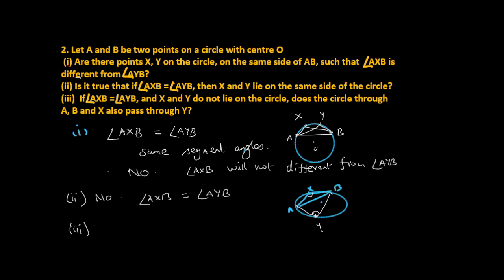Third subdivision: if AXB is equal to AYB and X and Y do not lie on the circle, does the circle through A, B, X all pass through Y? Yes. When the circle passes through A, B, X, then it can pass through Y also.